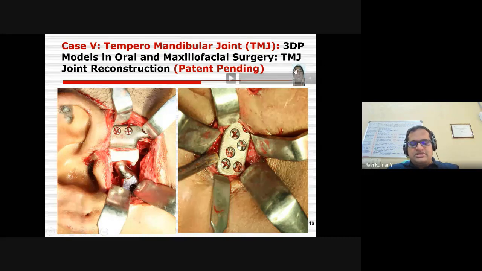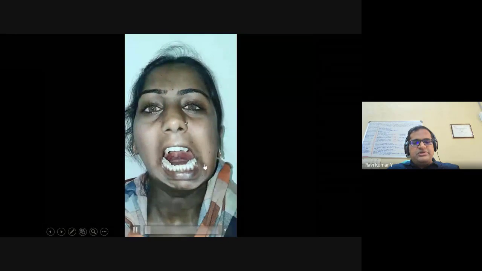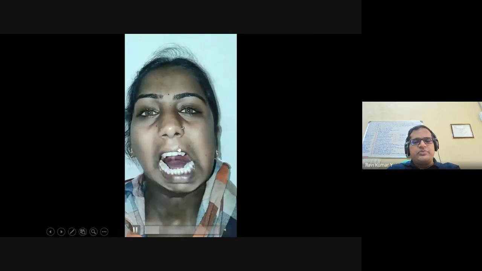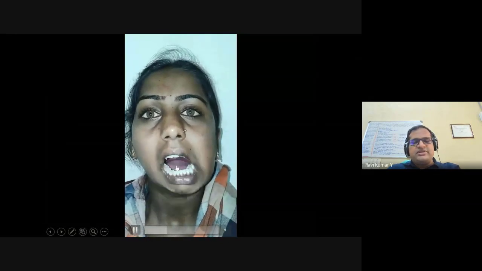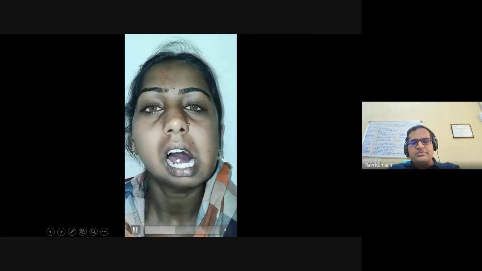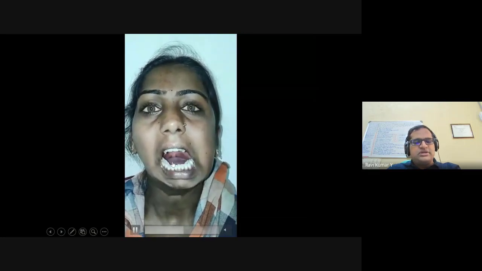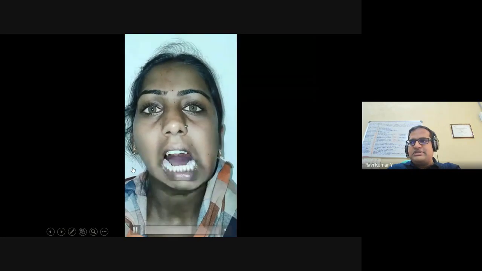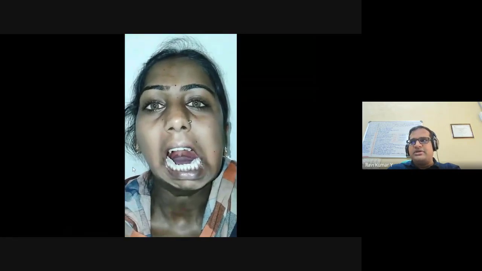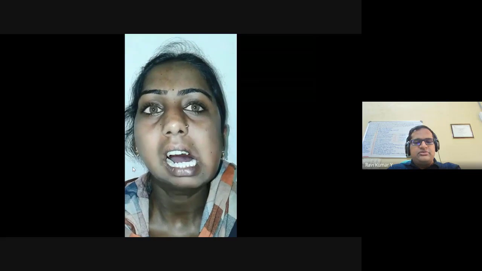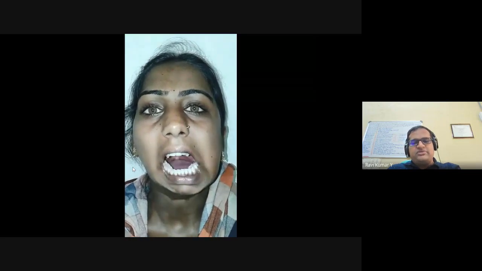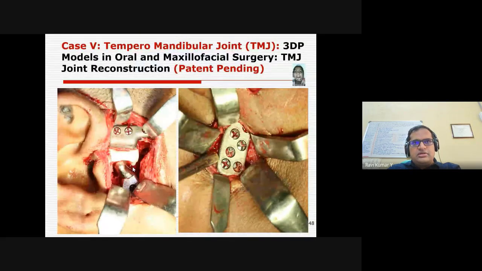And now we can see she is able to open her mouth normally, 5 centimeters, and normal biting and normal chewing has been attained. So after 21 years, she now has a better societal life. In this way, wherever you have long-standing or complex surgeries, this is definitely the technology to resolve those kinds of complex situations.